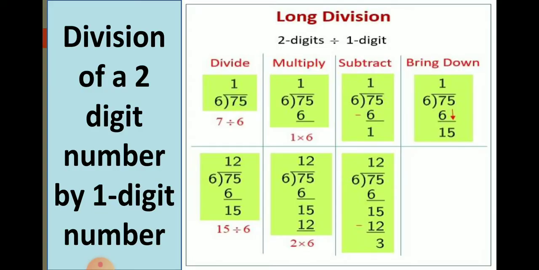Now let us see how we do division of a 2-digit number by a 1-digit number. Here our dividend is 75 and our divisor is 6. So first we will see that the divisor is of 1 digit. So we will take the first digit from the left side of the dividend. So we will take 7. Here 7 is bigger than 6.